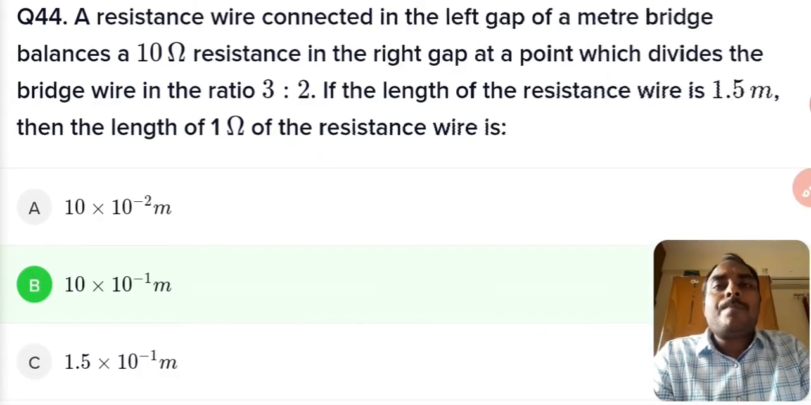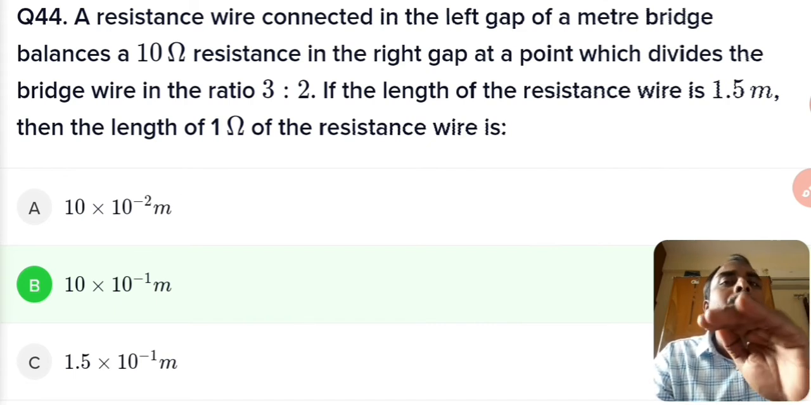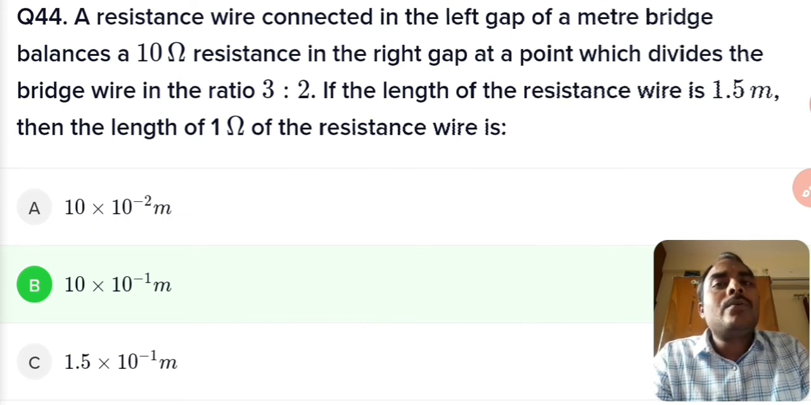Next question 44. A resistance wire connected in the left gap of a meter bridge balances a 10 ohm resistance in the right gap at a point which divides the bridge wire in the ratio 3:2. If the length of resistance wire is 1.5 meter, then the length of 1 ohm resistance wire is. So in the left side gap there is a resistance wire, and in the right side gap there is 10 ohm resistance. Now the bridge wire is divided into 3:2 ratio. Then the length of resistance wire is given 1.5 meter. Now the length of 1 ohm resistance wire.